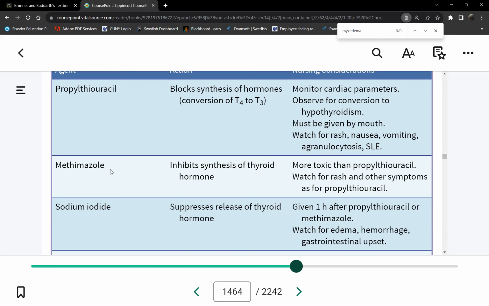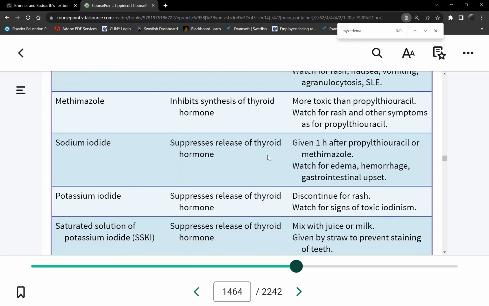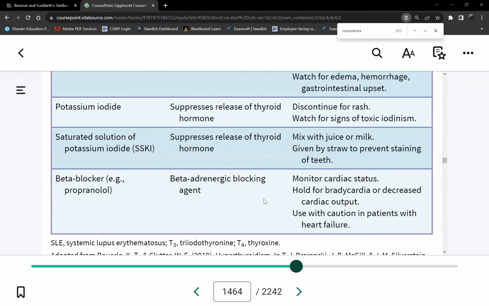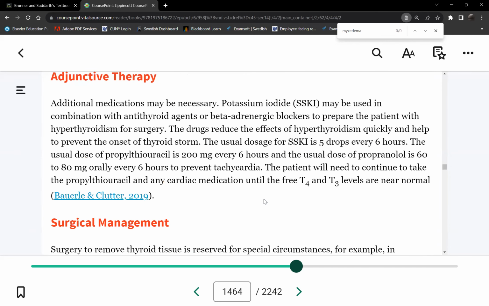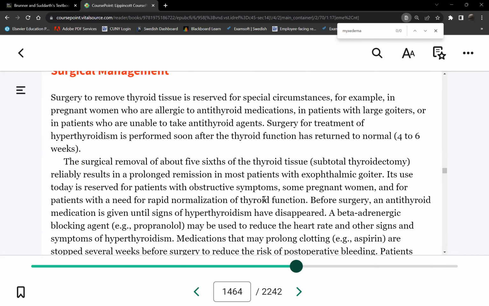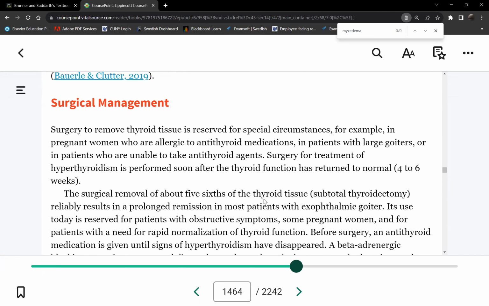Either thionamide, and then 1 hour later, give the iodine. So iodine, give 1 hour after PTU or methimazole. Right, last therapy will be surgery. So we've done other things, and then we came to this. Okay, there's no other choice. Your symptoms persist. You have to do surgery. So we're going to remove either part or the entire thyroid gland.